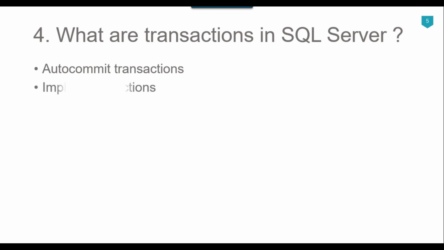The second type of transactions is the implicit transactions. Implicit transaction mode enables SQL Server to start an implicit transaction for every DML statement, but we need to use the COMMIT or ROLLBACK commands explicitly at the end of the statements. The third type of transactions are the explicit transactions. Explicit transactions are used when you explicitly control when the transaction will begin and when it will end. The keywords used for explicit transactions are BEGIN TRANSACTION, COMMIT TRANSACTION and ROLLBACK TRANSACTION.